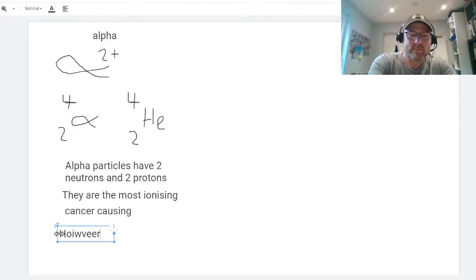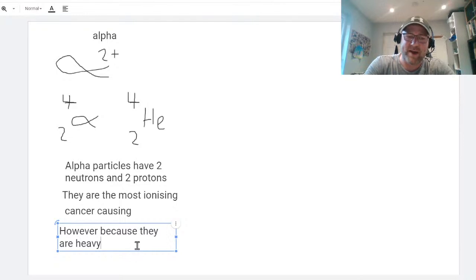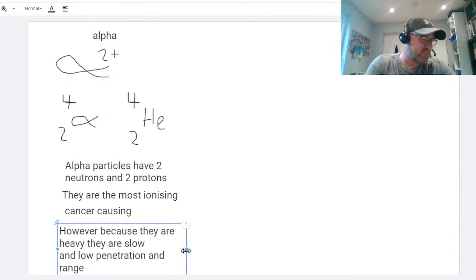However, because they're heavy, oh, Sugar Ray Leonard. Now, when I say they're heavy, they're incredibly light, okay? But compared to the other types of nuclear radiation, they're heavy. So because they are heavy, they are slow and have low penetration. I might make some spelling mistakes, just allow it because we just want to speed through. And range. So what do I mean by penetration and range?